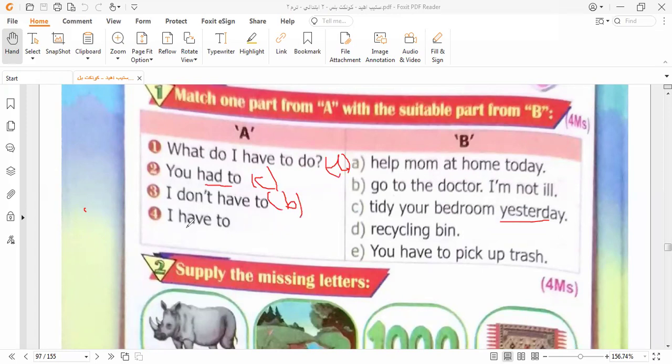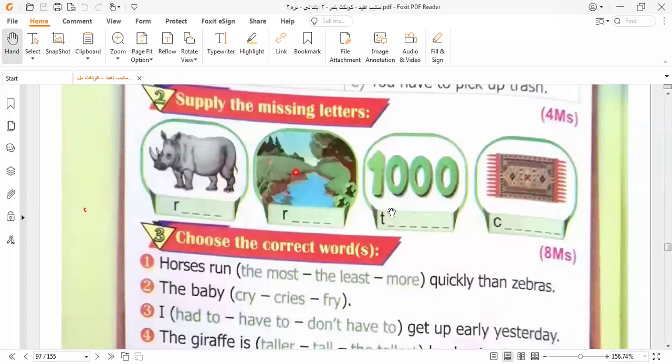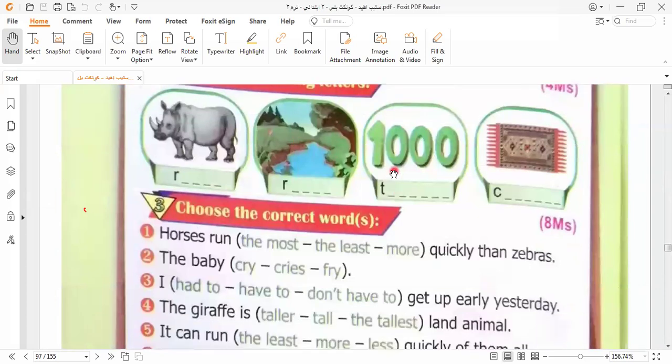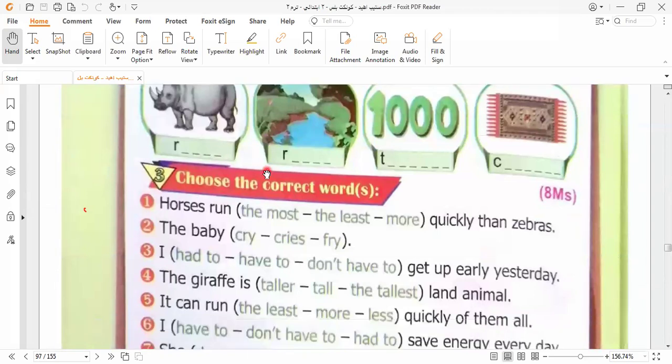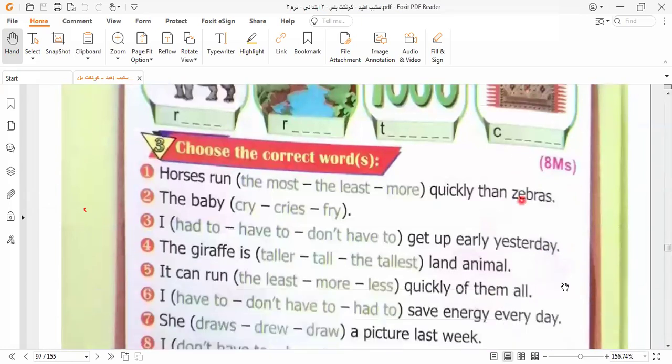I have to help mom at home today. "Have to" and here is today, to ask about present. Let's go to another one. I would like you to answer these questions again, grade two, to practice yourself on this exercise. Here are rhino, river, thousands, carpet. You can return to the lesson and keep the vocabulary and answer it. Let's go to another one here.